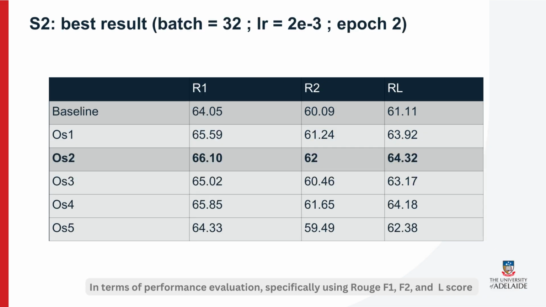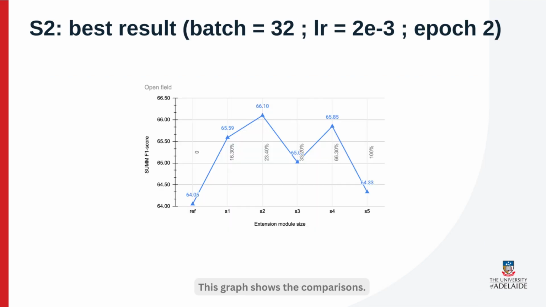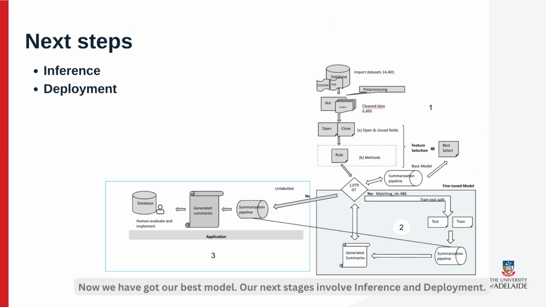In terms of performance evaluation, specifically using ROUGE F1, F2, and L scores, we have observed that the module size S2 with the open field dataset outshines the other modules and surpasses the baseline model, which has no embedding extensions. This indicates that S2 delivered the most robust and effective result. This graph shows the comparisons. Now we have got our best model.